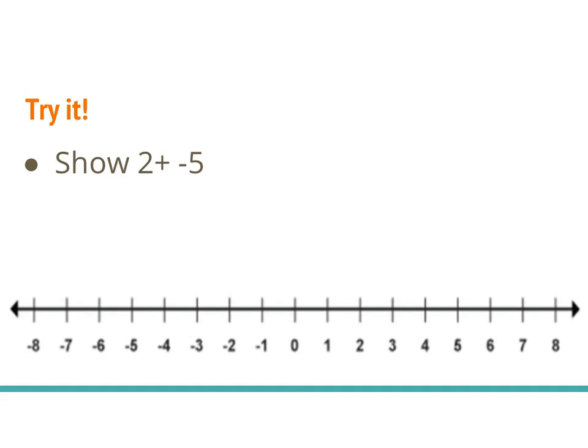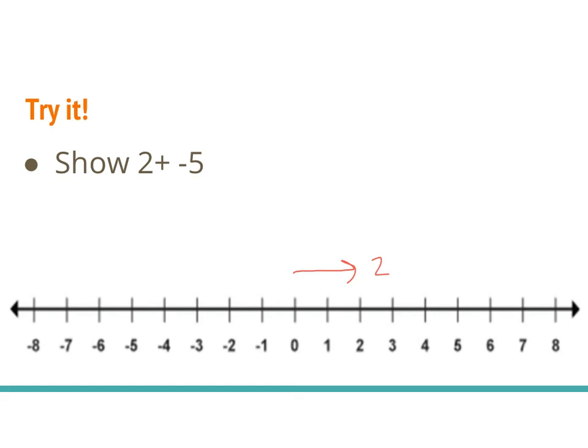Alright, so I hope you guys all were able to do that problem. So now I'm going to go ahead and show you the answer. So we have 2 plus negative 5. Remember, for the first number, we always start at 0. So I'm going to start here, 0, and go to the right, 1, 2. Okay, so that shows us 2.